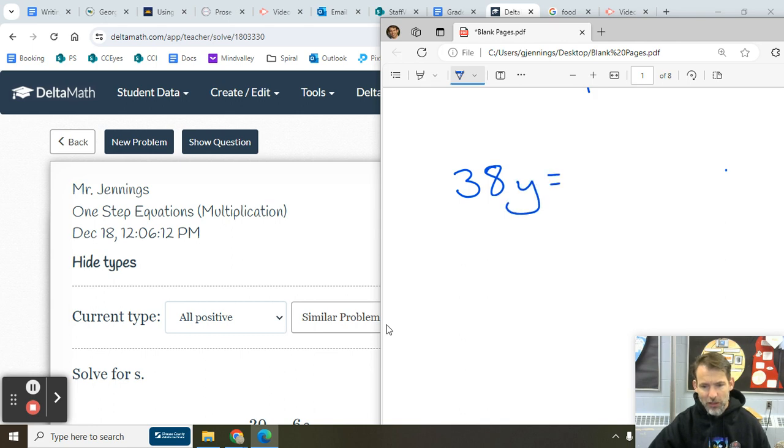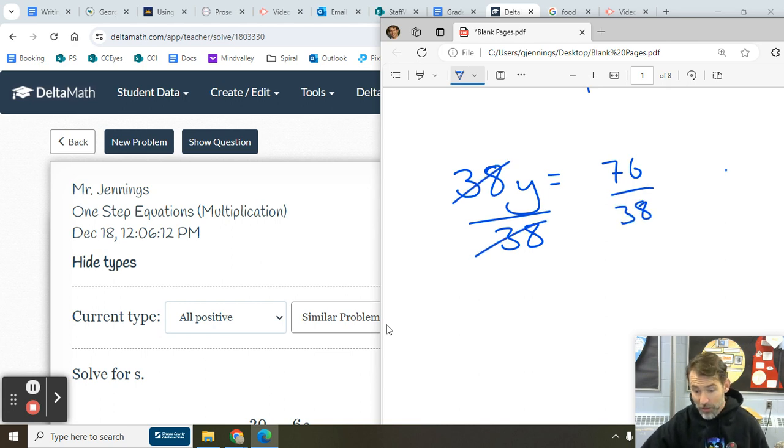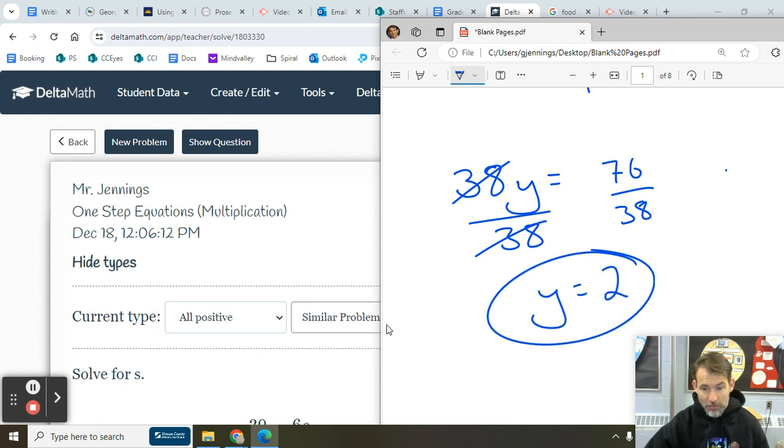If I have something like 38y equals, that's kind of a gross one, but I'm making a gross one. What can I say? This is going to be 276. I divide both sides by 38. And then this cancels that. Doesn't matter how big and gross the number is. y is equal to 2, because that's the result of this division. This is how I write it, and this is how I do it.